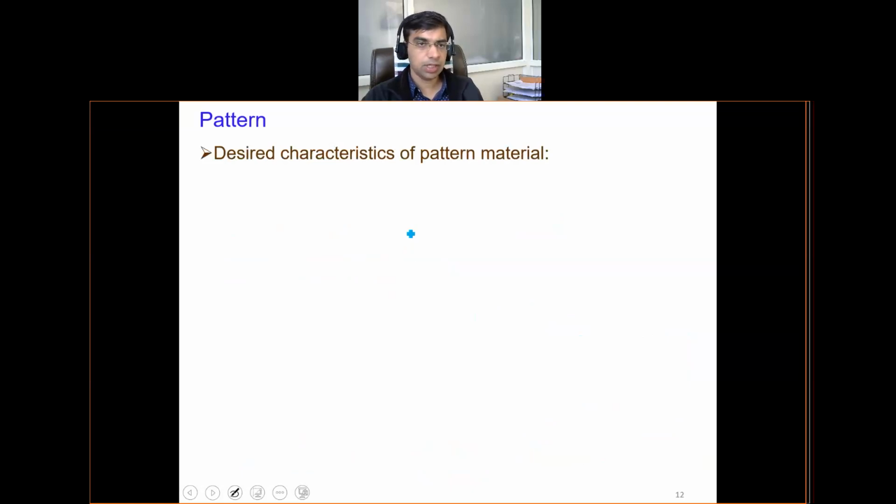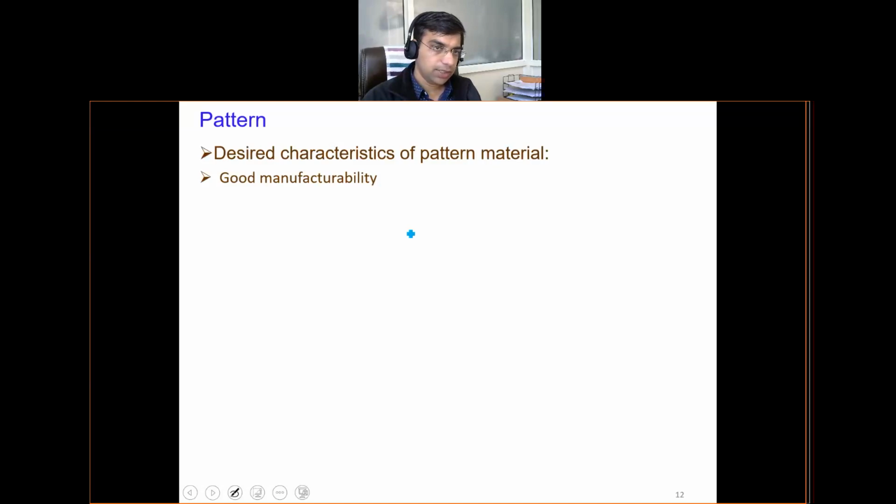Now we will see what are the desired characteristics in any pattern material. Not all materials will be used as pattern materials. So for a material to be used in pattern, it should have certain desirable characteristics. So what are those? One is good manufacturability.